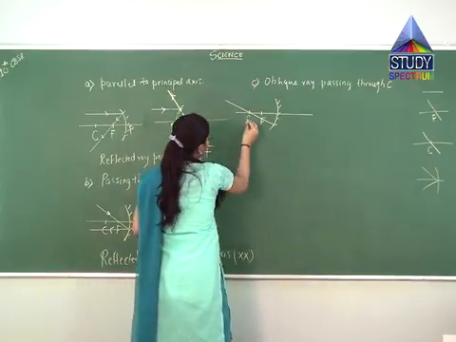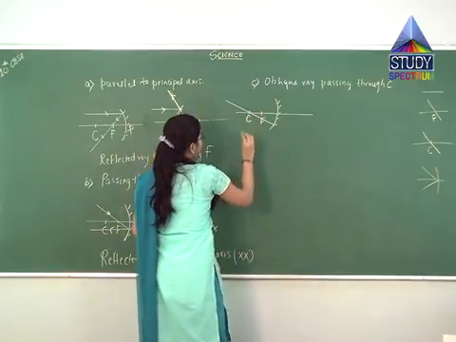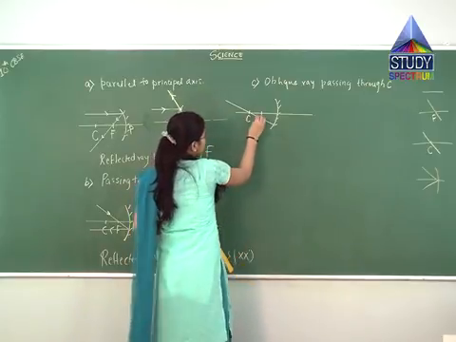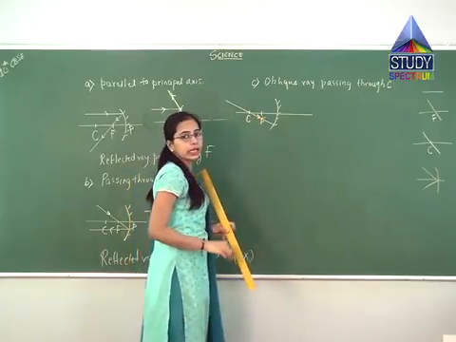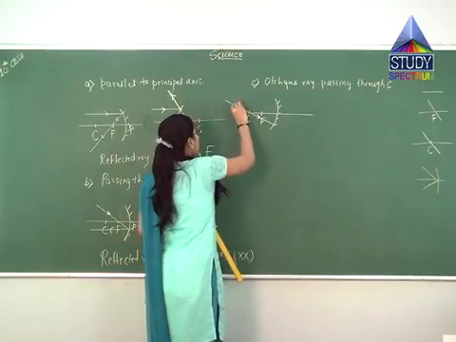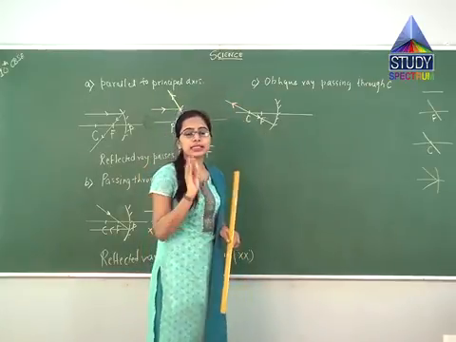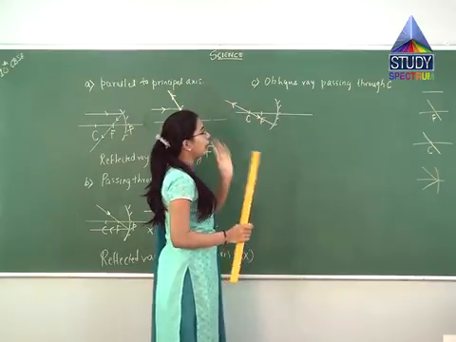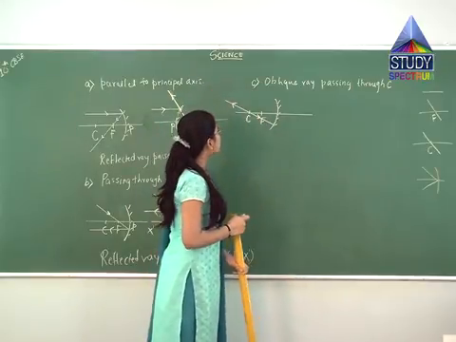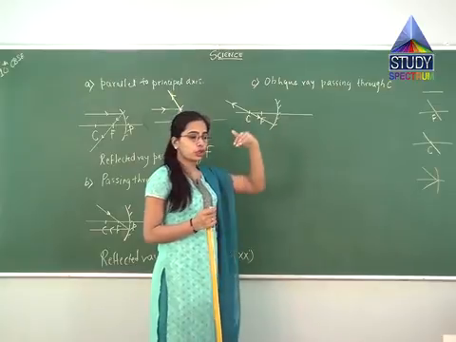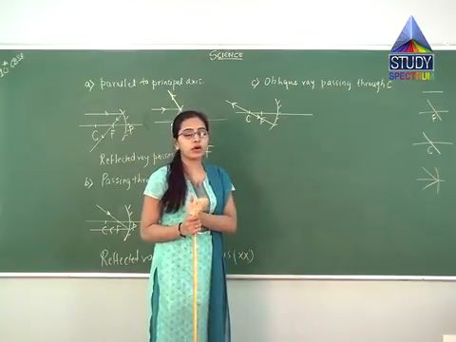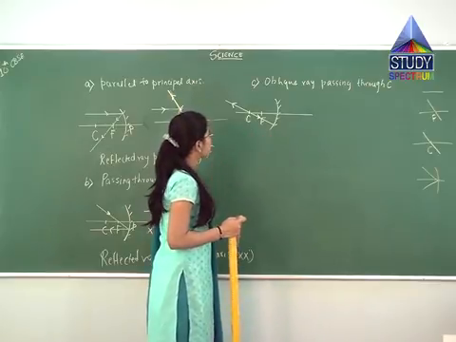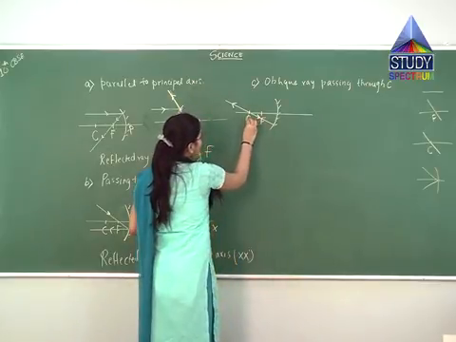Now if you perform this experiment practically, you will observe that this incident ray is reflected back along the same path. Means incident ray and reflected ray are the same here. Means your reflected ray is passing by the same route of the incident ray. So this is the case for a concave mirror.